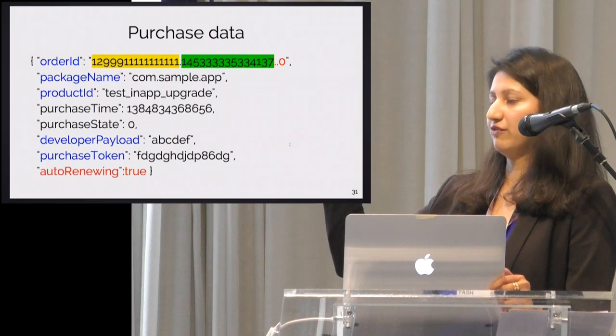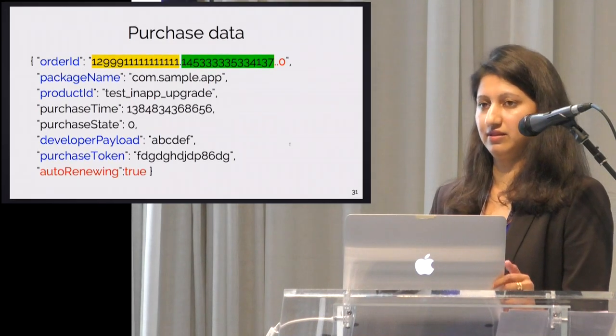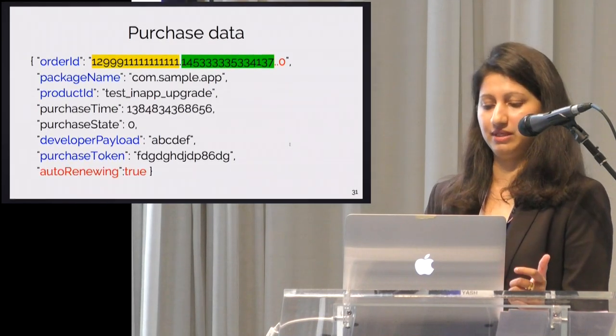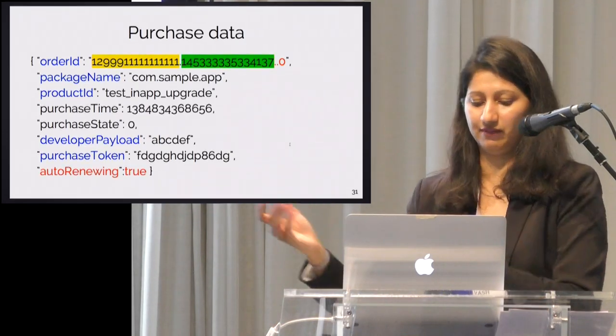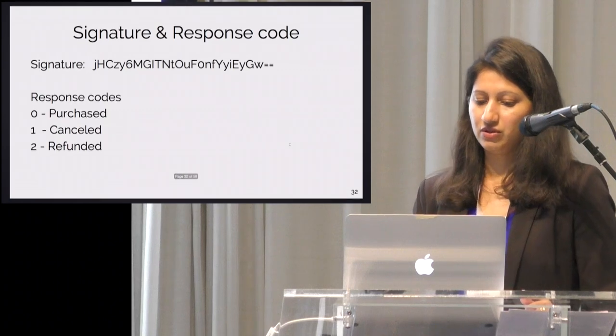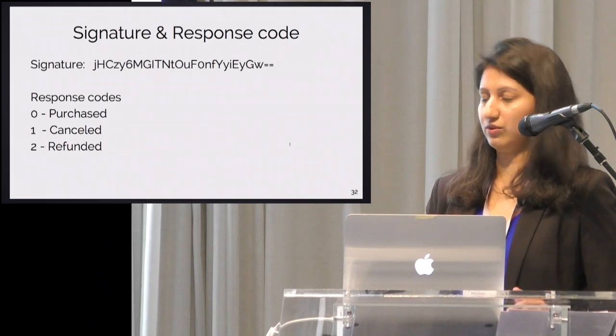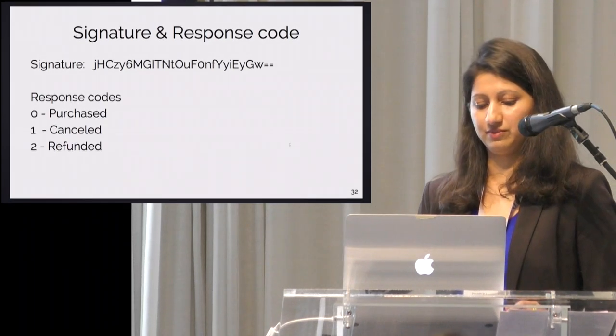If it's true, it means that it's still renewing. If it's false, that means either the user canceled it or you canceled it, you as in the developer. So you also have a signature and a response code that is returned with your purchase response.